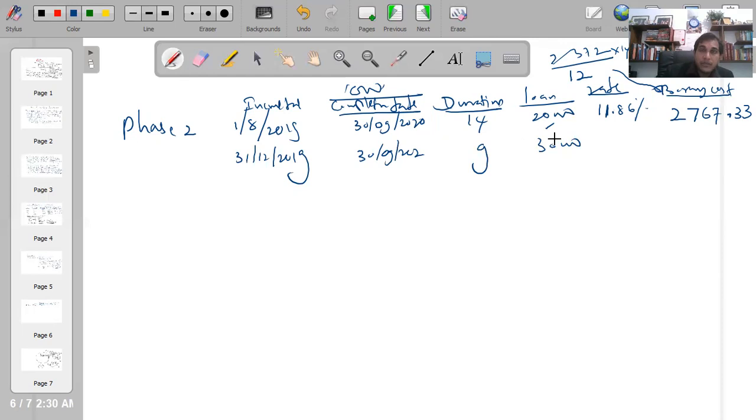30,000 is the loan amount. That means the paid amount. This is the amount that they are using from the borrowings. So 11.86. Now 30,000 into 11.86. So this value for entire year. So now 3,558 should be divided by 12 multiplied by 9. 2,668.5. Okay.